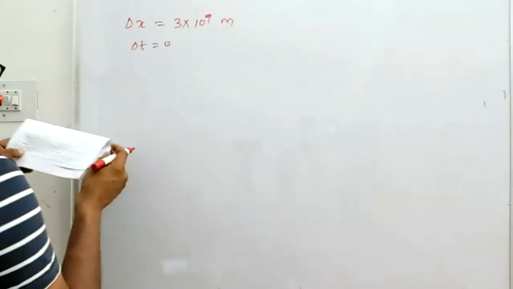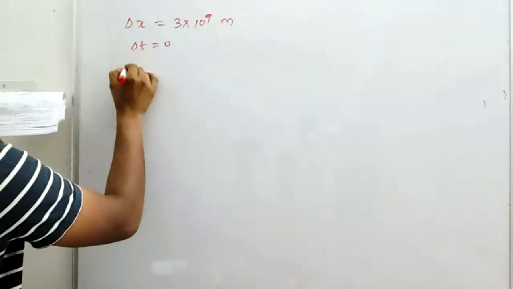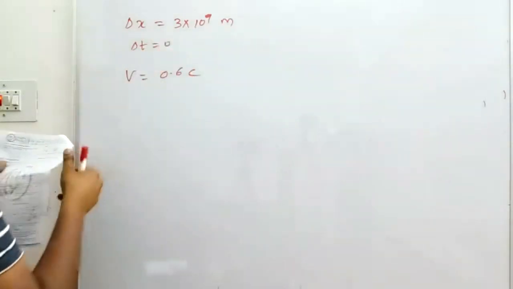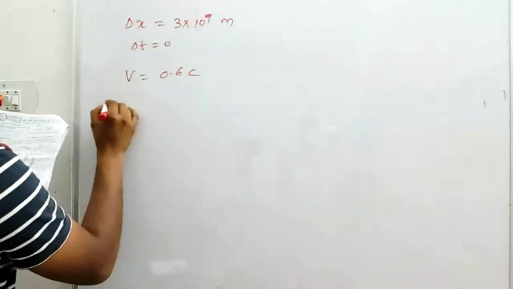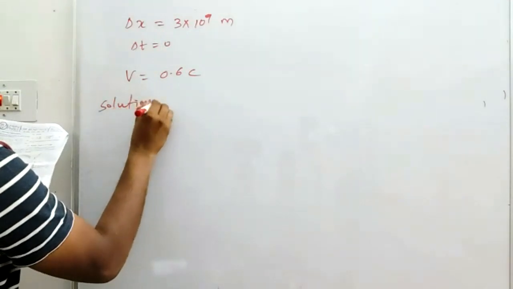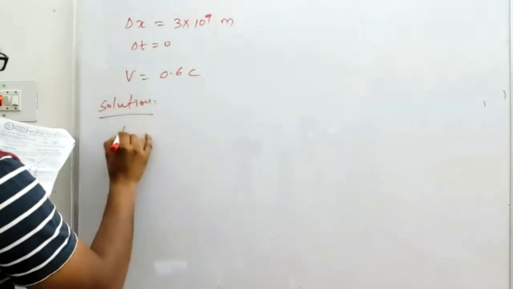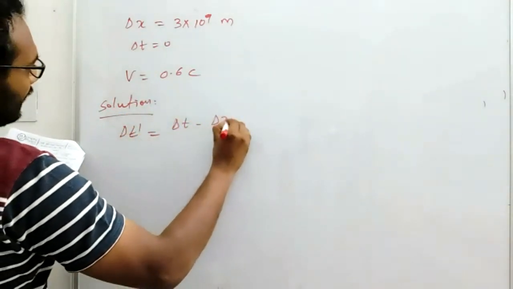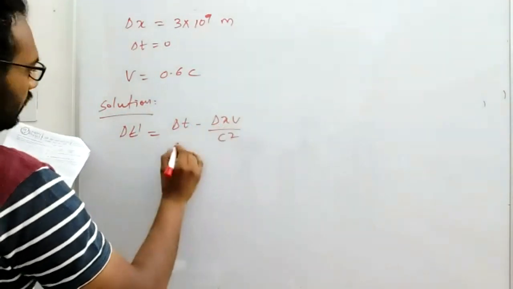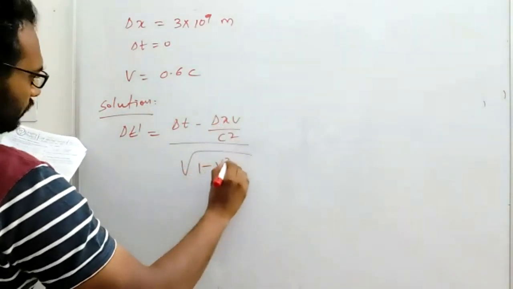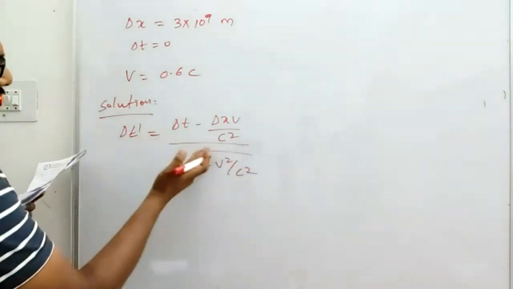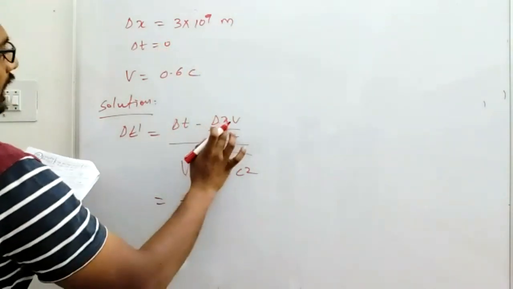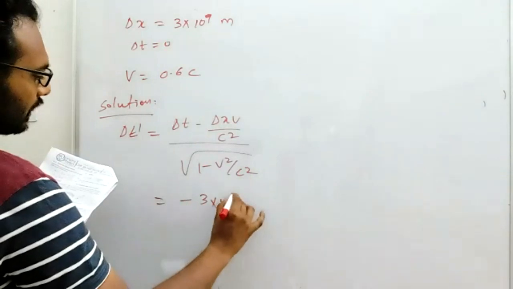Find the time interval between these two events in an inertial frame moving with a constant speed V is equal to 0.6 C. All right. So in this case, they have given the V, and you need to find delta T prime. You just use the Lorentz transformation formula in a differential form. Delta T prime is equal to delta T minus delta x V by C square divided by square root of 1 minus V square by C square. Right? That's it. So delta T is 0, so this is minus. Okay? And delta X is given by 3 into 10 raised to 9.